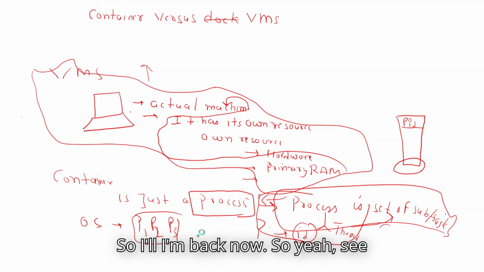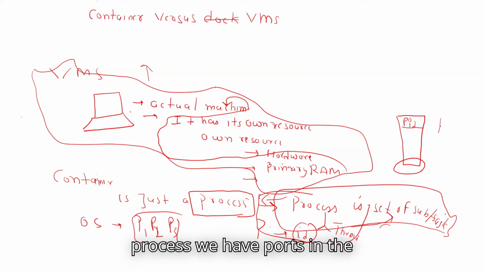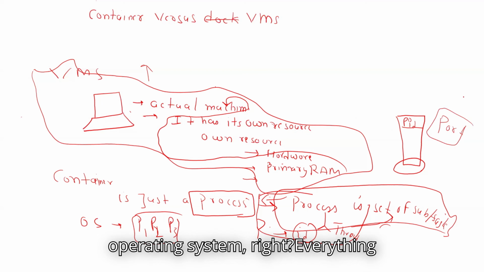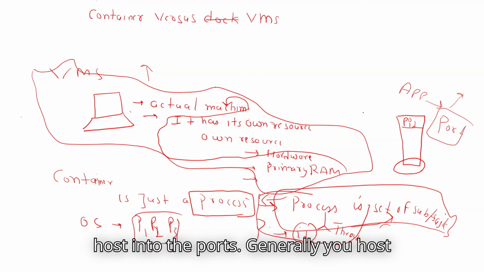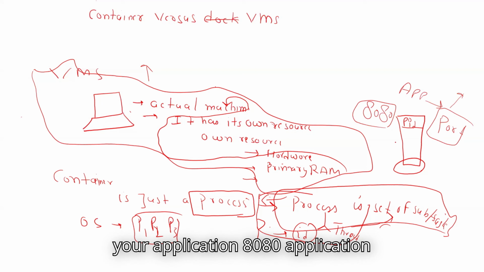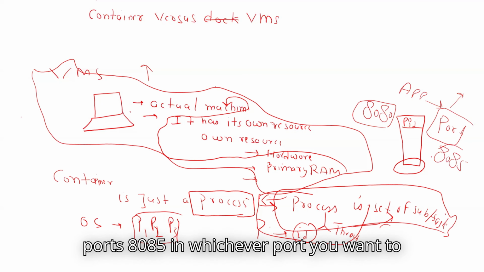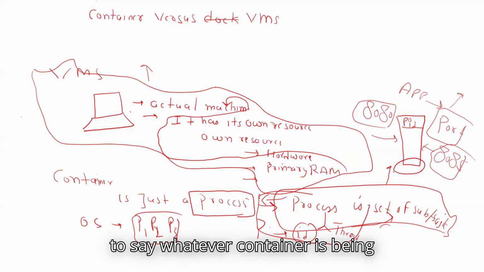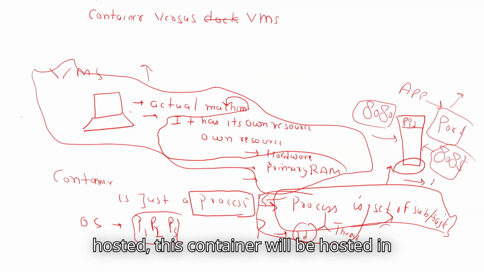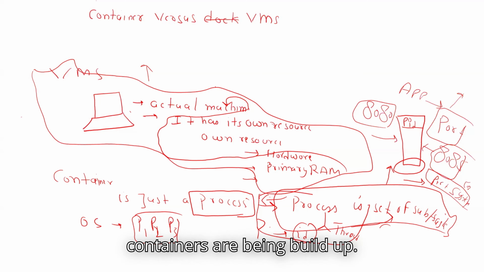So I'm back now. So yeah, see, a container is just a process, right? And for processes, we have ports in the operating system. Even if you are hosting your application, it is also being hosted on a port. Generally, you host your application on port 8080, or there are many ports, 8085, whichever port you want to host your application on. So all I'm trying to say is, whatever container is being hosted, this container will be hosted on a particular port of the system where containers are being built.